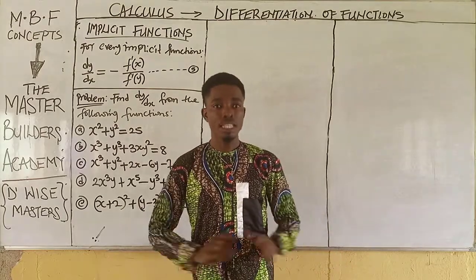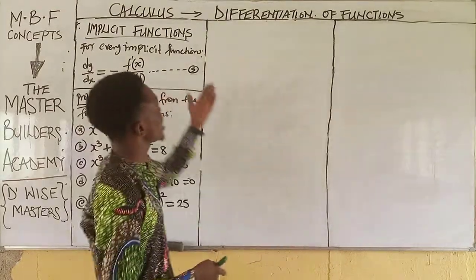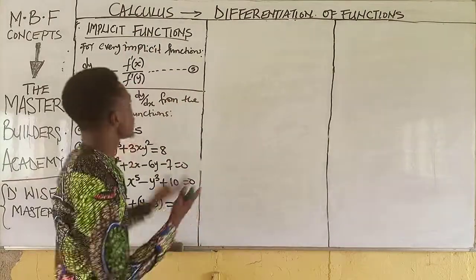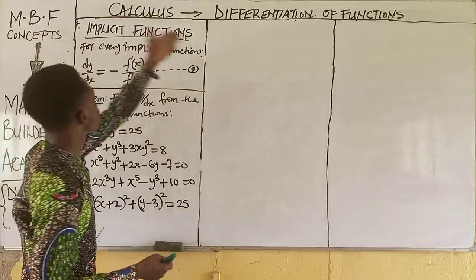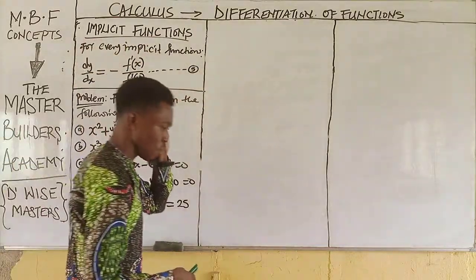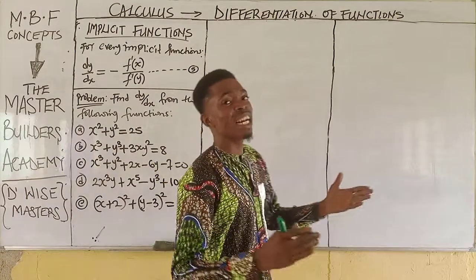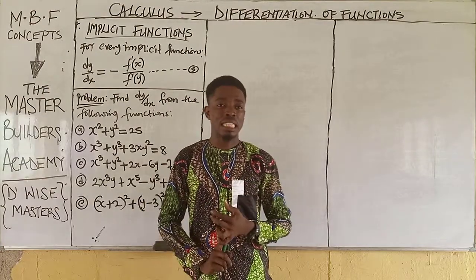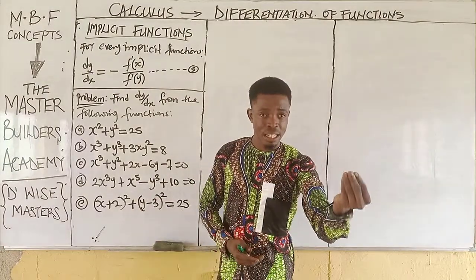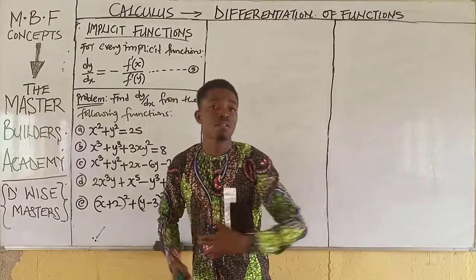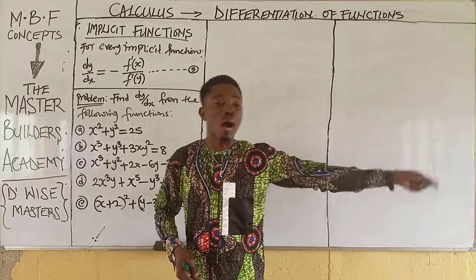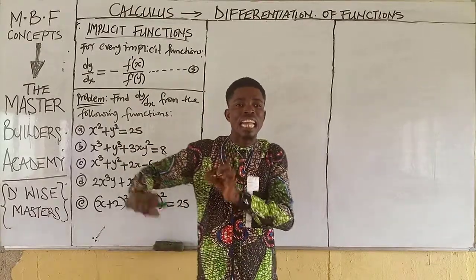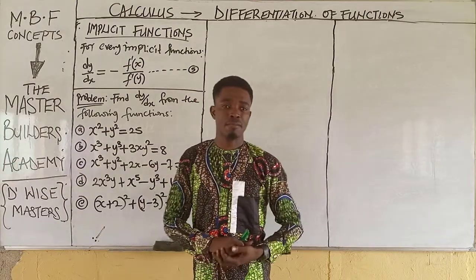Now guys, let's get to work. On the board, we are still looking at calculus, differentiation of functions. And now we are in differentiation of what? Implicit functions. Now, when the relationship between x and y is such that you cannot separate x from y or y from x, or make y the subject of the formula, in such a case, y is an implicit function of x.